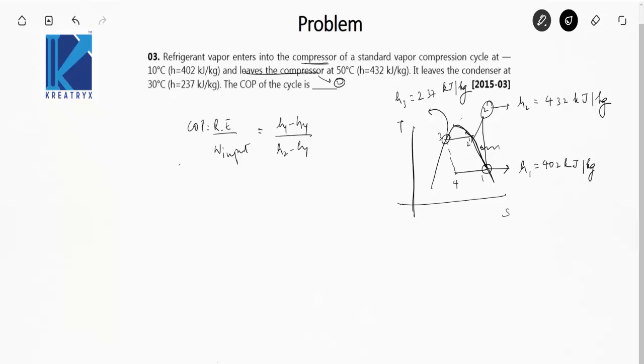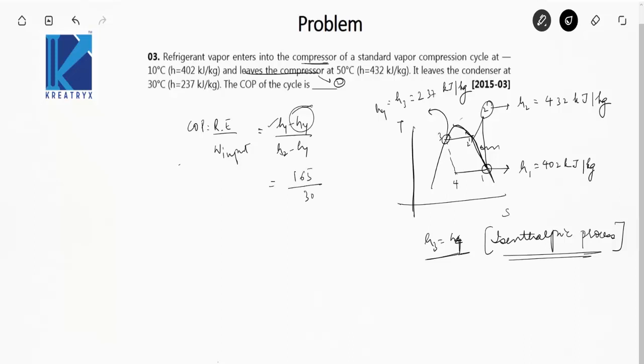So what about H4? We know that H3 is equal to H4. Why? Because this is an isenthalpic process, isenthalpic throttling. So H3 is 237, which is equal to H4. Now we have H1, H4, H2, we have all the values. It was a pretty straightforward question. So the difference is equal to 165 upon 30. COP is 5.5. The COP of the cycle is 5.5. So this was a pretty straightforward question. Let's move on to the next question.